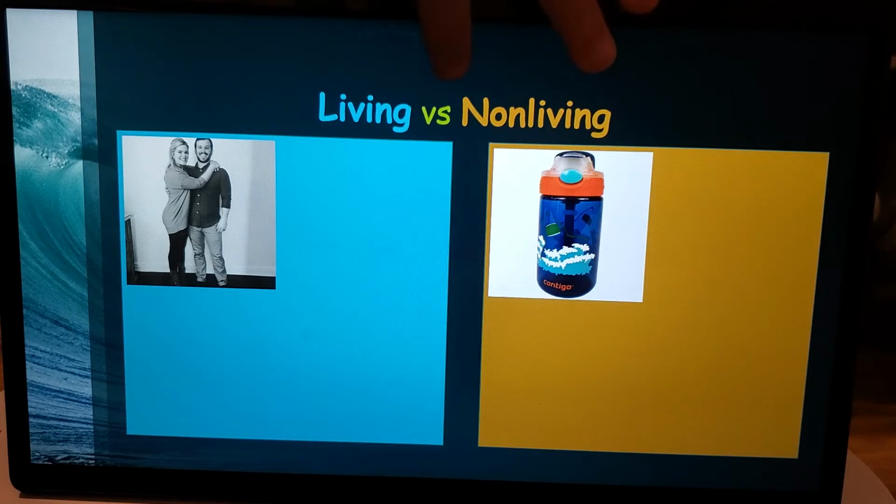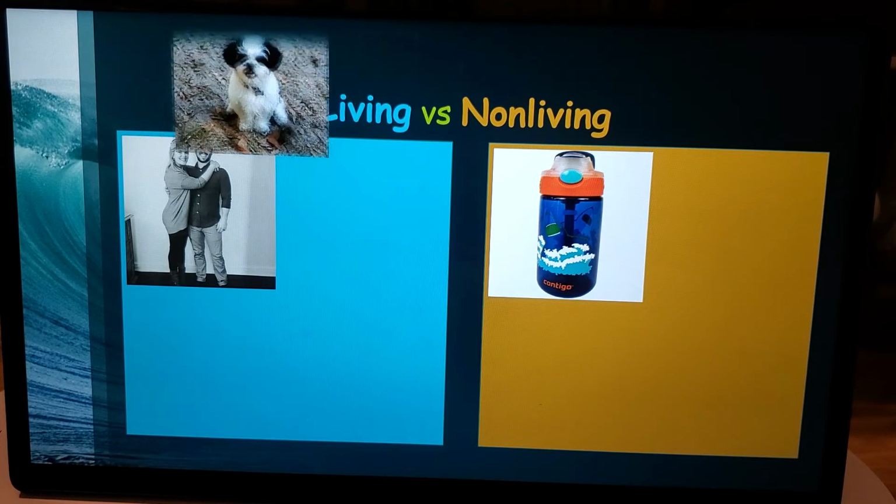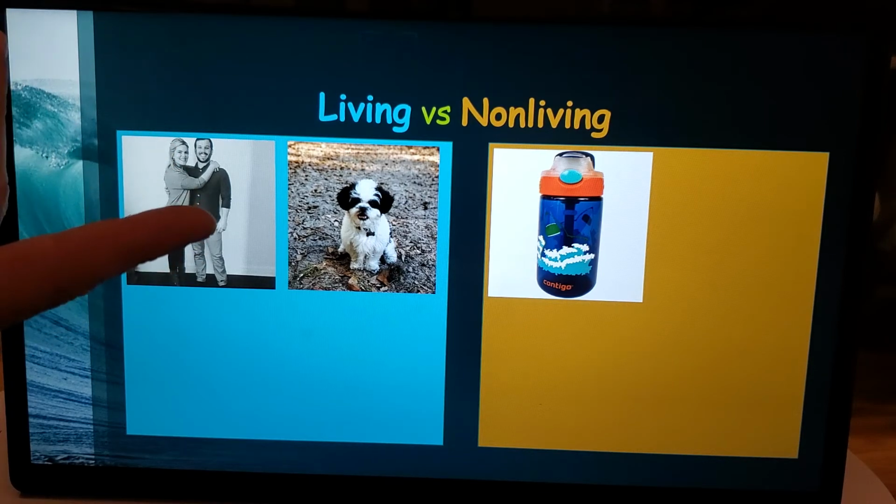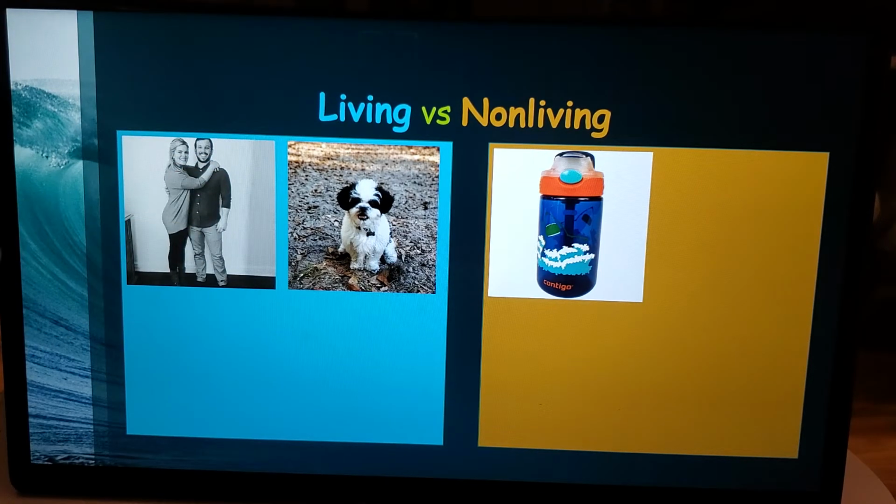Next, take a look there. My next living thing is Cosmo. Cosmo is a dog, right? And Cosmo needs food, he needs water, he can grow, right? So Cosmo is a perfect example of a living thing.